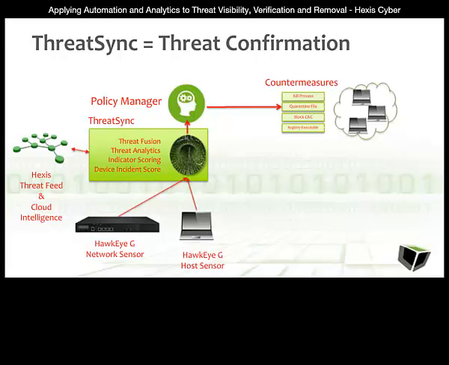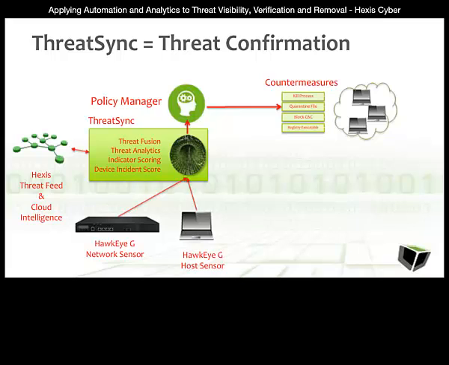We have a threat feed that comes from Hexis, and we also have a real-time cloud intelligence service that gets further verification through our ThreatSync model. We do fusion and analytics. We create indicator scoring and device scores, which I showed you in the screenshots. And then if policy management is set up, we execute countermeasures: kill a process, quarantine a file, remove the registry executable, block a command and control port. The countermeasures can also be executed manually, but that's how the data flow happens.